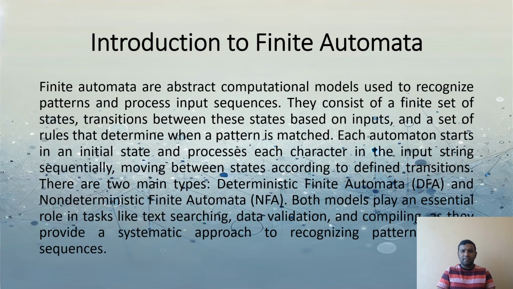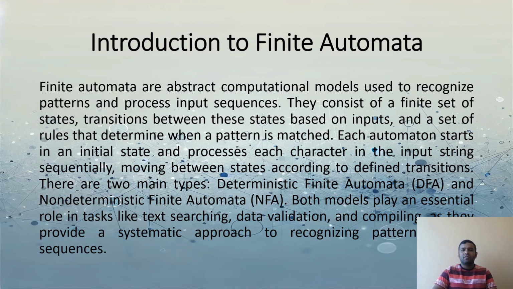Introduction to finite automata. They are abstract computational models used to recognize patterns and process input sequences. They consist of a finite set of states, transitions between states based on inputs, and a set of rules that determine whether a pattern is matched. Each automaton starts at an initial state and processes each character in the input string, sequentially moving between states according to defined transitions. There are two main types: deterministic finite automata and non-deterministic finite automata. Both models play an essential role in tasks like searching.